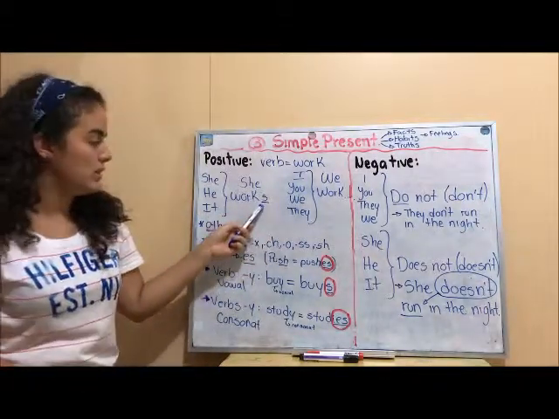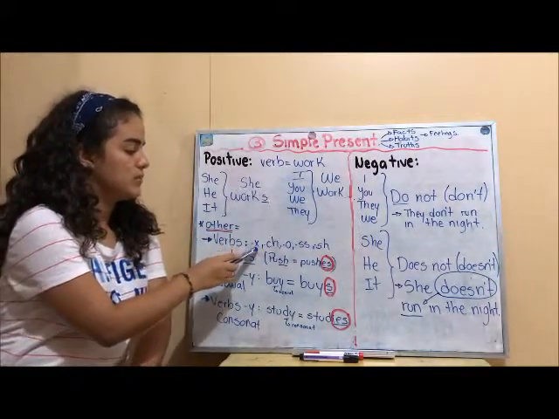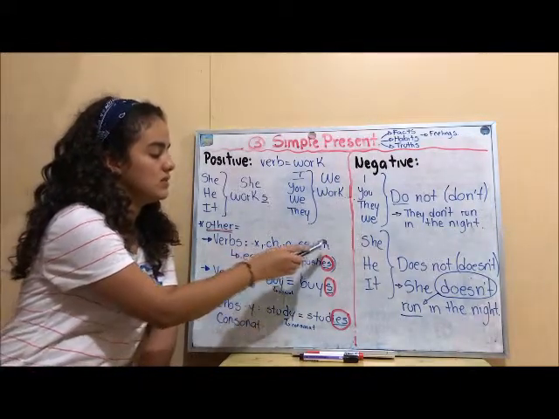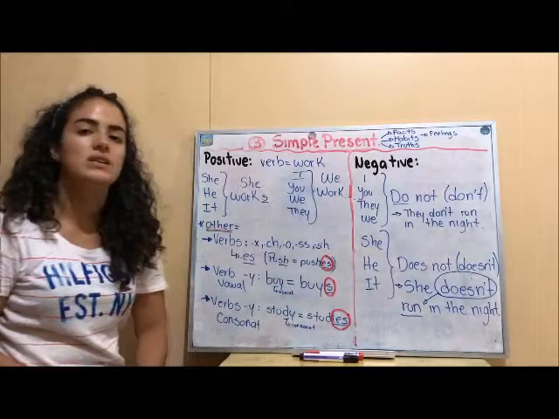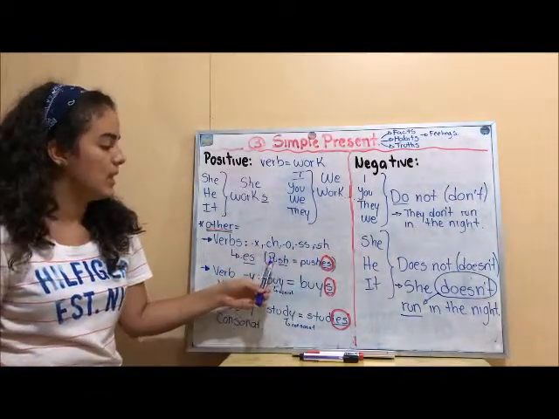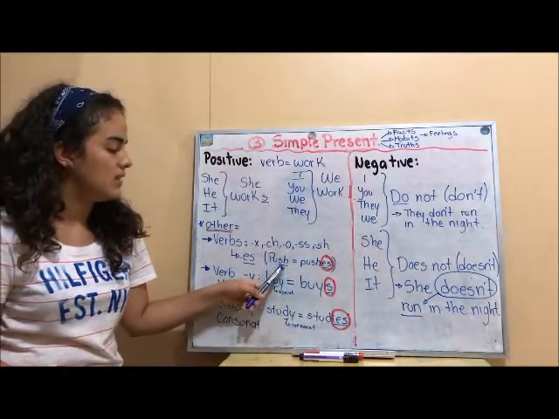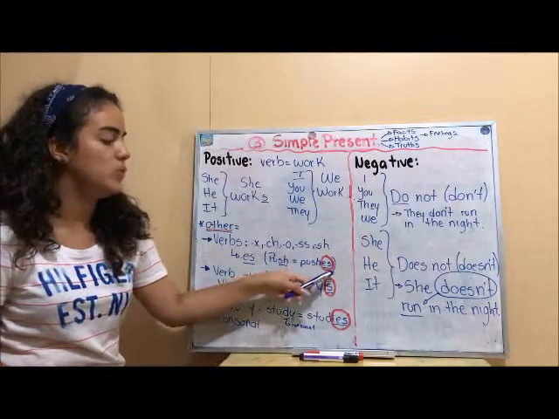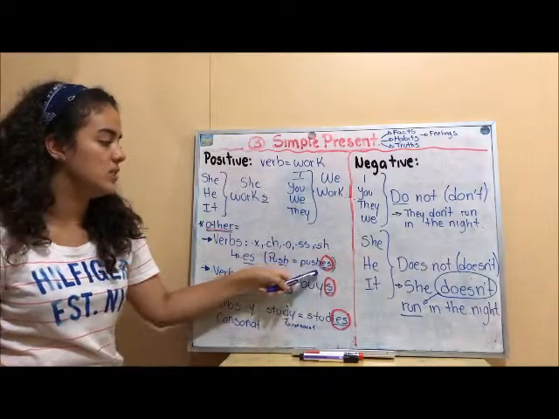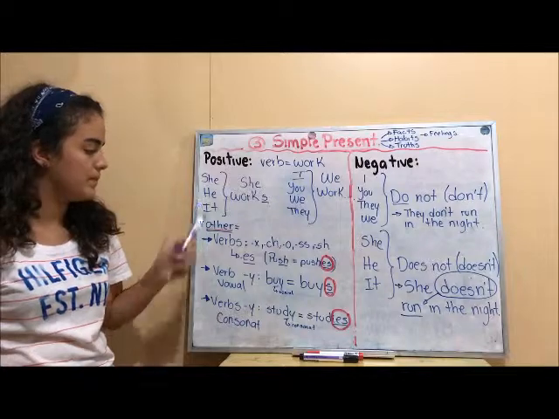And it happens too with other verbs, like the verbs that end in x, ch, o, ss, or sh. We need to put at the end of the verbs an es. So like in this verb, push, it ends in sh. So we say pushes. We need to put this es at the end, just in case that we have a she, he, or it.